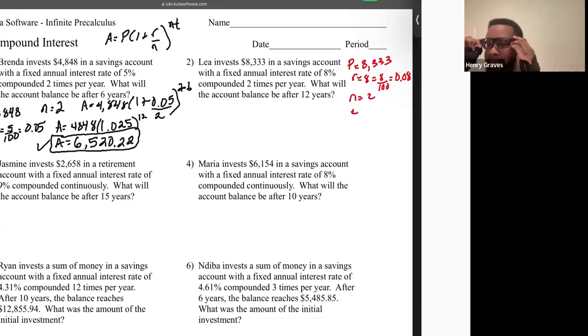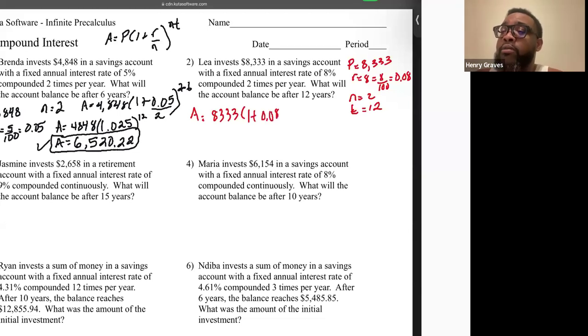Now, I'm going to put all this in my formula right there. So A is going to equal 8,333 times 1 plus 0.08 divided by 2, and then 2 times 12. So what I get, if I take 0.08 divided by 2, then I add 1 to it, I get 1.04.